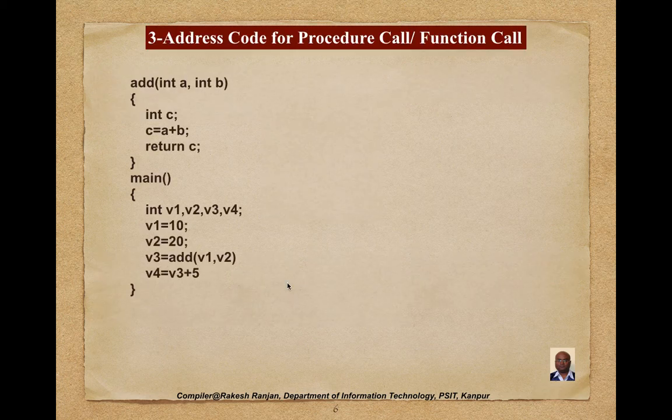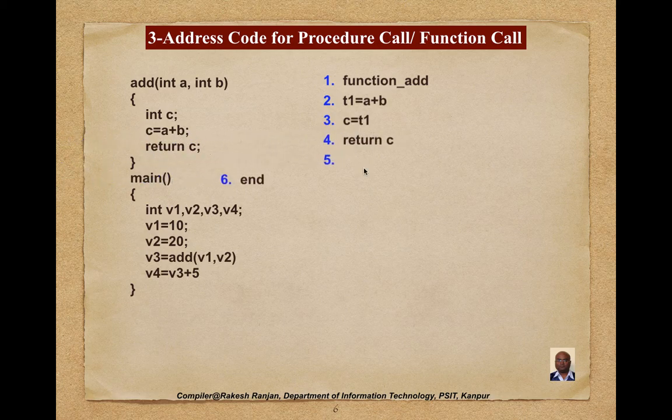Three address code for procedure call. Let us consider one more function here, the add function. In the main function we have v1, v2, v3, v4, four elements, and we need to do all these things. So let us see how it can be done. Function add: t1 equal to a plus b, c equal to t1, so a plus b is placed in c, and return c, so c is returned here. Other operations can be written here as well. Next we have end, so the function is complete.